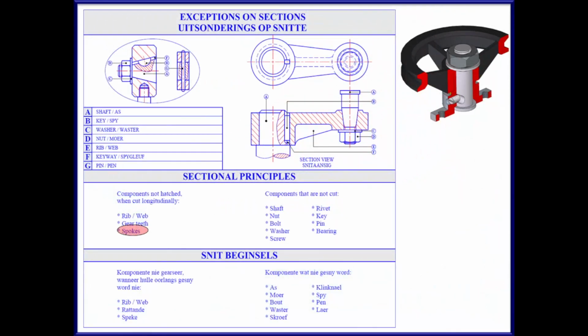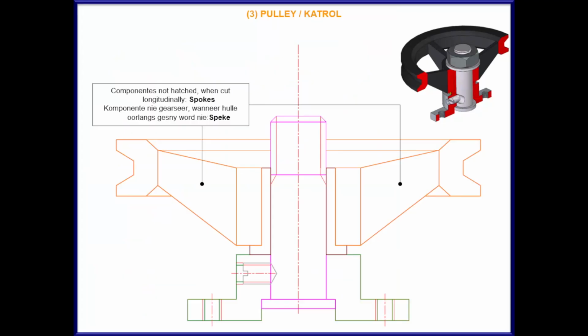The next part that we will add is the pulley. Take note of your sectional principles. For this drawing, we have spokes, and components that are not hatched when cut longitudinally are rib, gear teeth and spokes, and for this drawing we do have spokes. Draw the pulley where it will fit over the bush, and the bottom of the pulley will rest on the shoulder of the bush part.